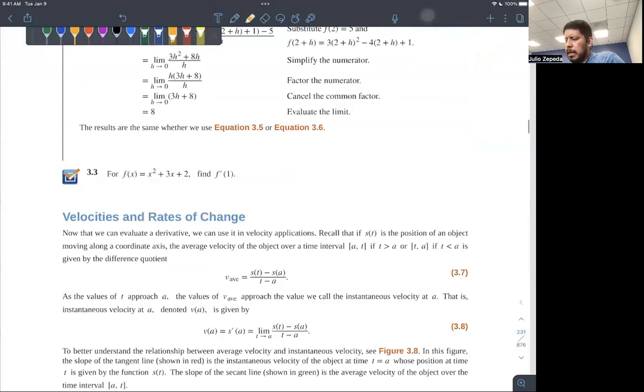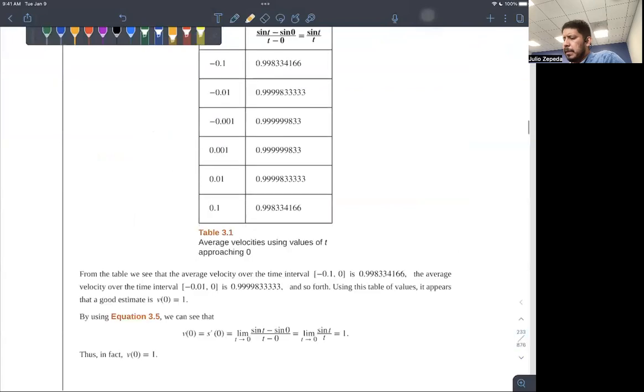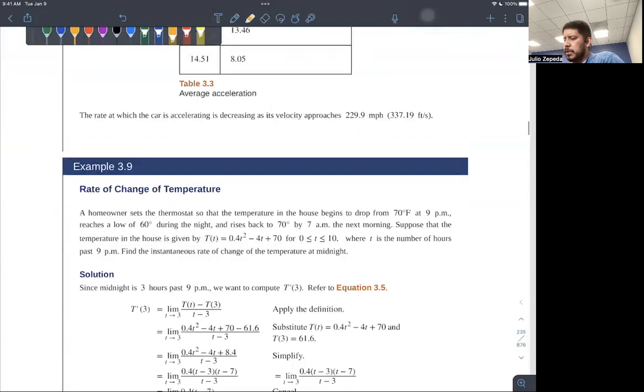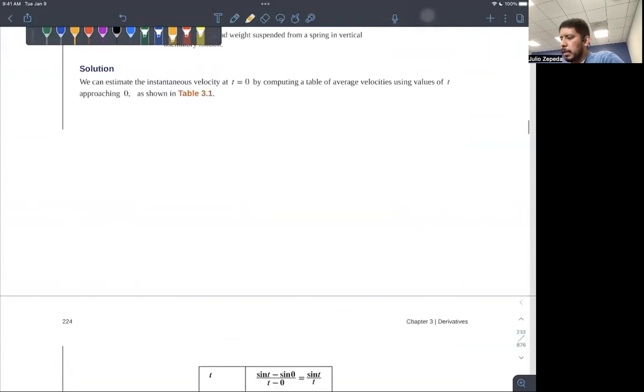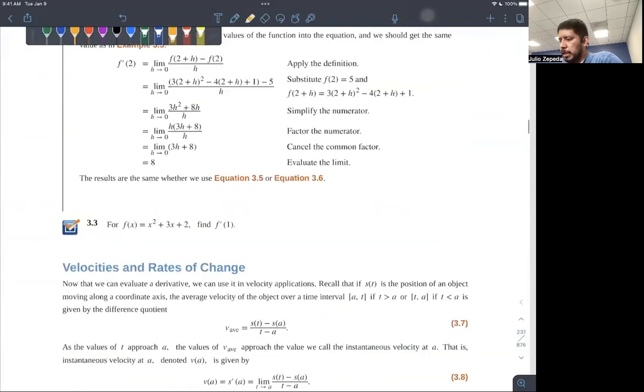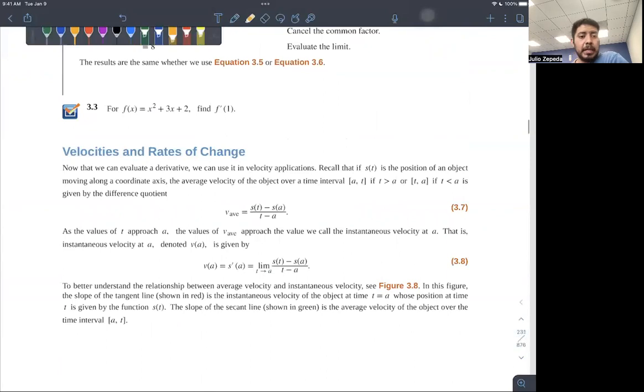All right, let's see. And then we have just one more. I wish I had a little bit more time. Let's just quickly see what's going on here, what they say in this last section. Velocities and rates of change. Okay, now that we can evaluate a derivative, we can use it in velocity applications.